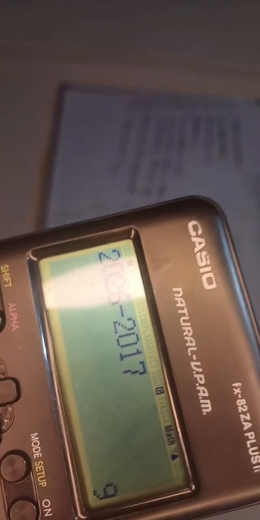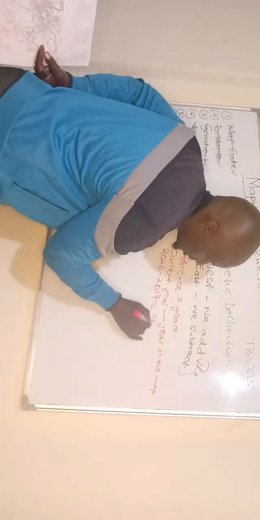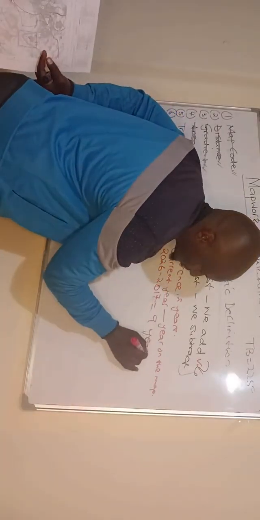So that is the first stage when you are calculating. 2026 minus 2017. So we have got 9 years. Please make sure you write it in full. 9 years. You have got your 9 years.